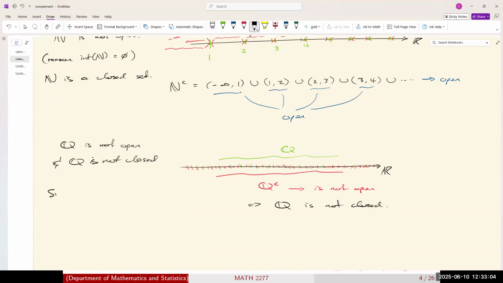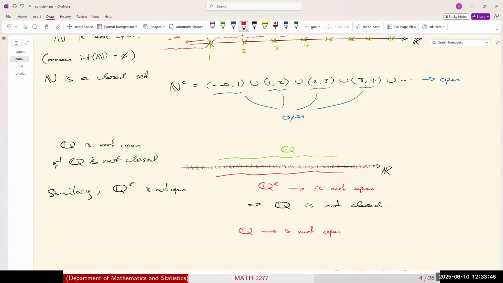And in a similar way, we could play the same trick with the irrational numbers. So what about the irrational numbers? Well, the irrational numbers we again showed, or we even used it here, is not open. Okay, the irrational numbers is not an open set. Are the irrational numbers a closed set? So again, look at the complement of it. So I know that Q is not open.